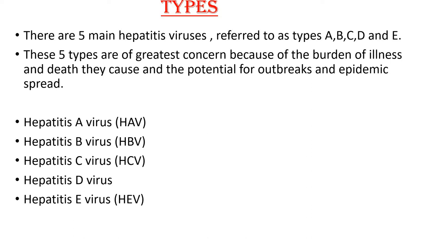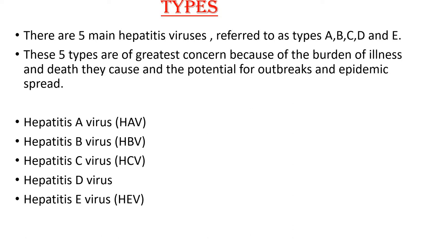There are 5 main hepatitis viruses referred to as A, B, C, D, and E hepatitis virus. These 5 types of viruses are of great concern because of the burden of illness and the death they cause, and potential for outbreaks and epidemic spread.